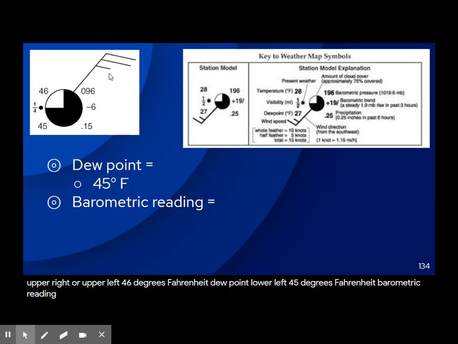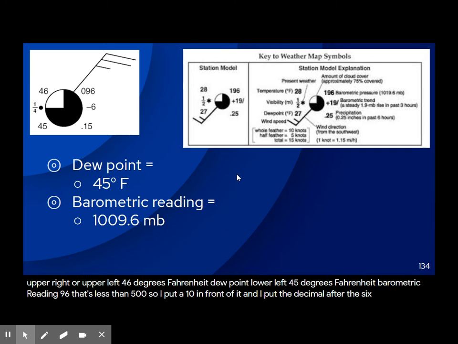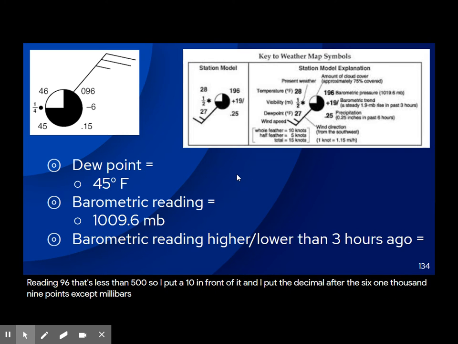Barometric reading, 96. That's less than 500. So I put a 10 in front of it and I put the decimal after the 6. 1009.6 millibars. Higher or lower? There's that negative sign, so it's lower.